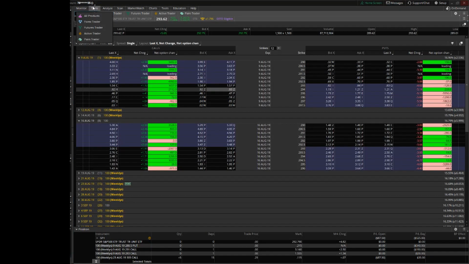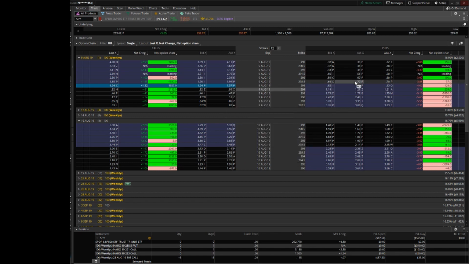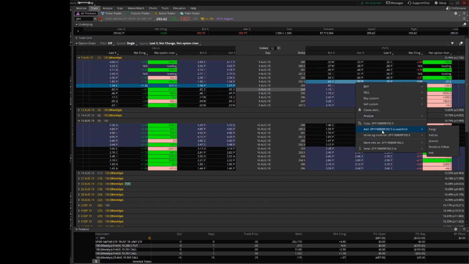Another trick I use is right here. I go to SPY. That's a stock that I trade the most. So I will go right here, 293 call, because right now the price is close to that. I like to trade near the money, sometimes in the money. So I will add it to my watch list right here, and I will do the same thing for the puts.